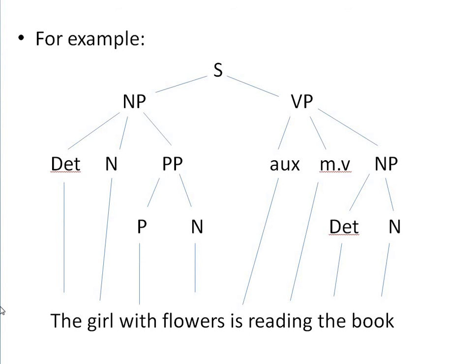This is an example. The girl with flowers is reading the book. So the girl with flowers is reading the book. So now make the tree diagram of this sentence. We have the sentence, then we have the noun phrase and the verb phrase.